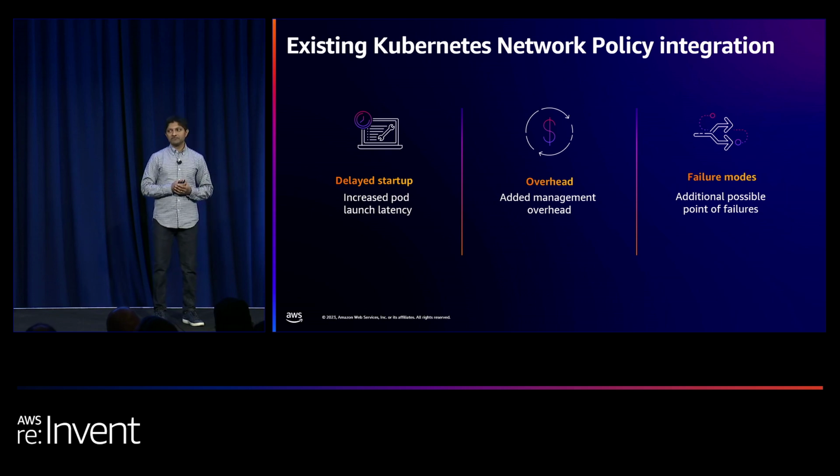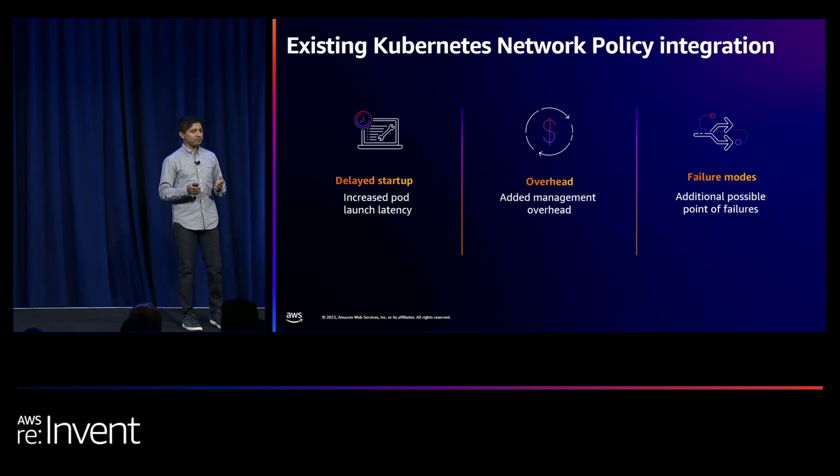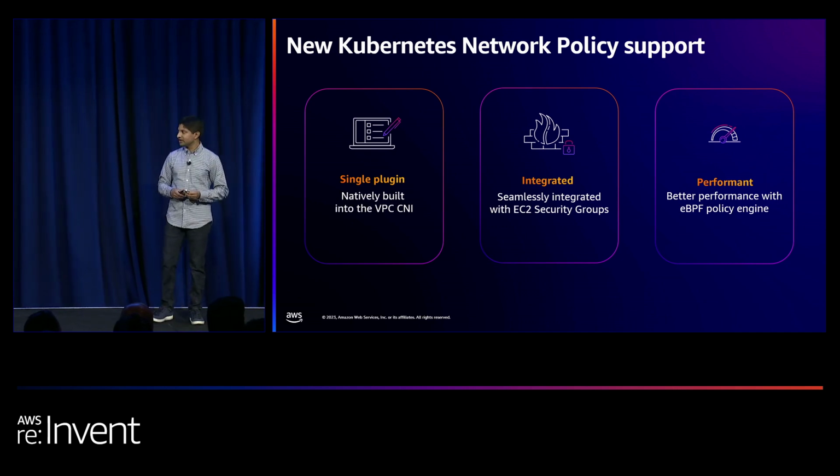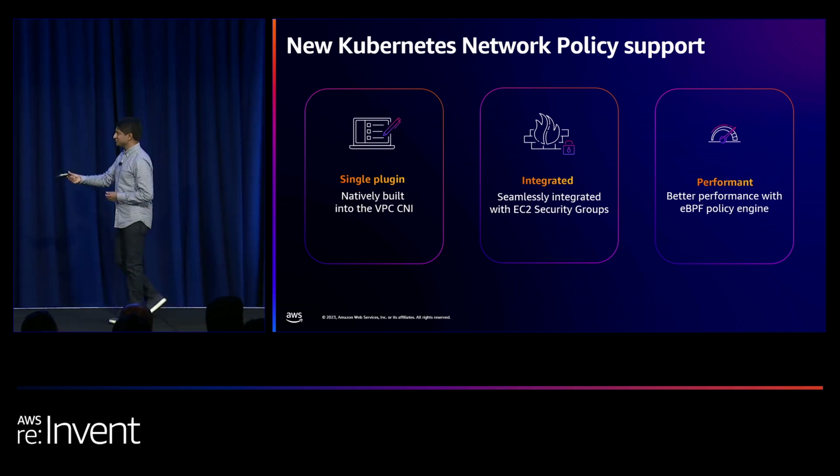We've got some feedback from customers around that. Customers have told us that the fact that they have to run multiple plugins to get network policy is adding to the pod startup latencies. Another piece of feedback is around the overhead and management and support and costs. You have multiple plugins, and they have to manage that. And the last one is that by increasing the surface area, you're introducing new failure modes. So with that, I'm happy to announce that earlier this year in August, we launched native support for network policies in VPC CNI. Micah will walk you through what we did there.